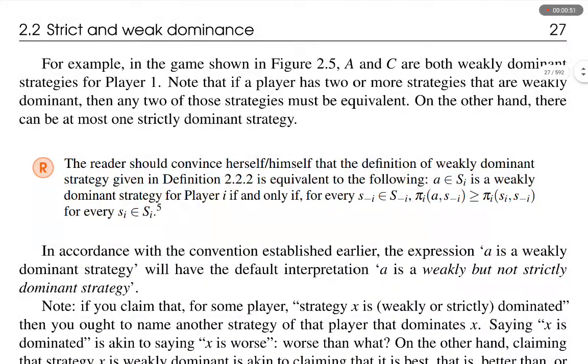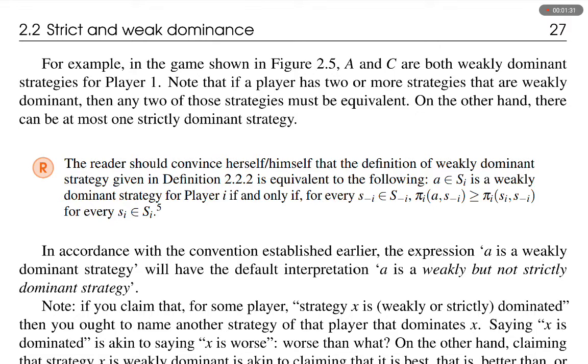For example, in the game shown in figure 2.5, A and C are both weakly dominant strategies for player 1. Note that if a player has two or more strategies that are weakly dominant, then any two of those strategies must be equivalent. On the other hand, there can be at most one strictly dominant strategy. The reader should convince himself that the definition of weakly dominant strategy given in definition 2.2.2 is equivalent to the following.